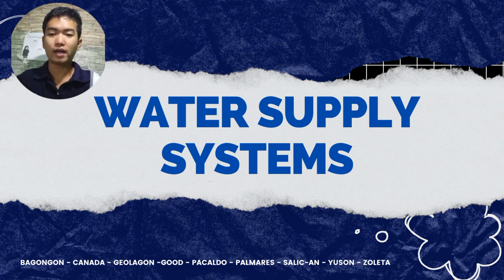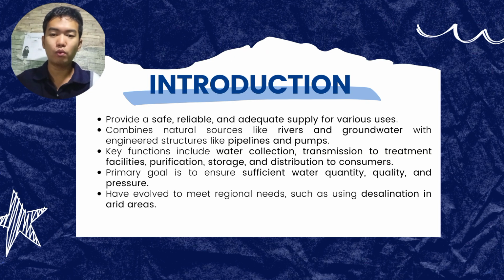As we all know, access to clean and reliable water is fundamental to human life and societal well-being. Today, we will delve into the intricate world of water supply systems, exploring the essential infrastructure that ensures a continuous and safe supply of water for our homes, businesses, and industries. We will examine the different components that make up these systems, from natural sources to engineered structures, and understand how they work together to deliver water from its source to our taps.